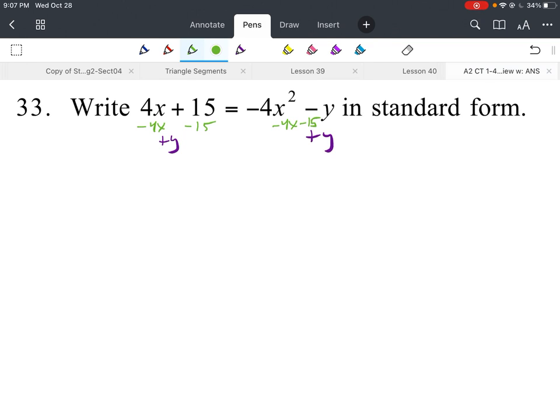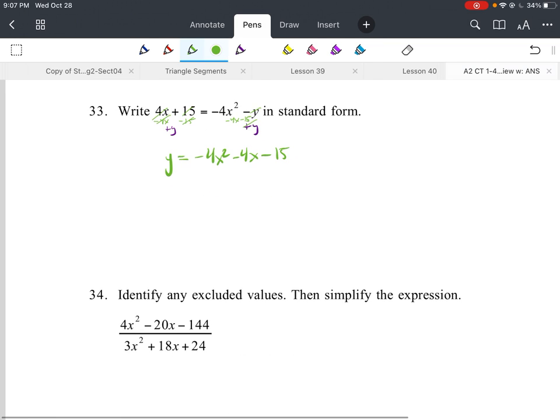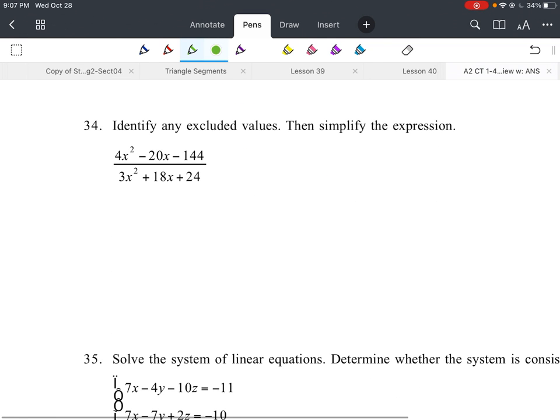Okay, and so now on this side, I think these will all cancel out, which is fine, and I'm just left with y equals negative 4x squared minus 4x minus 15, because these will be going on this side. And I think that's all we have to do. It looks good to me. All right, good stuff. All right, identify excluded values and simplify the expression.